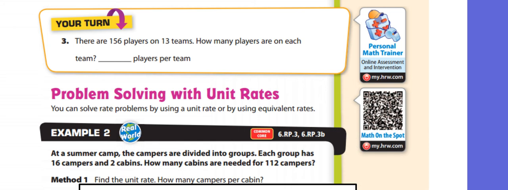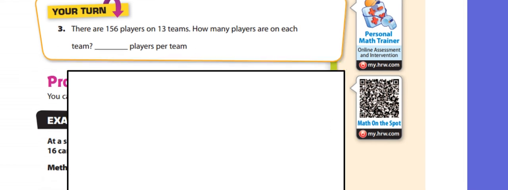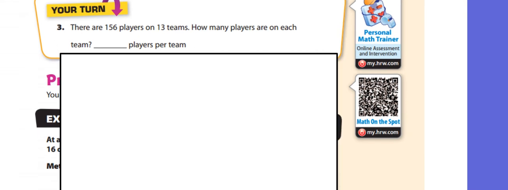We are on page 157, and that starts the top of the page with a your turn question. I would like for you to try question number 3, and when you're ready to check your answer, resume the video. Number 3, there are 156 players on 13 teams. How many players are on each team?